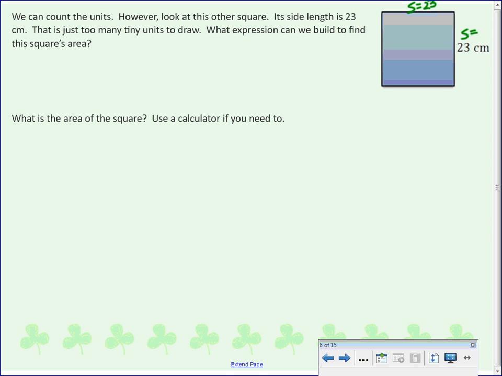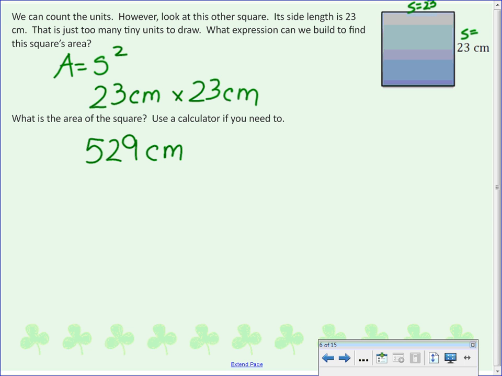So what expression would I use? If area equals side squared, area would equal what? What expression should I use? 23 centimeters times 23 centimeters. So if I multiply 23 centimeters by 23 centimeters, 529 centimeters squared. Okay? Just trust me on the math. I just saved you some multiplication.